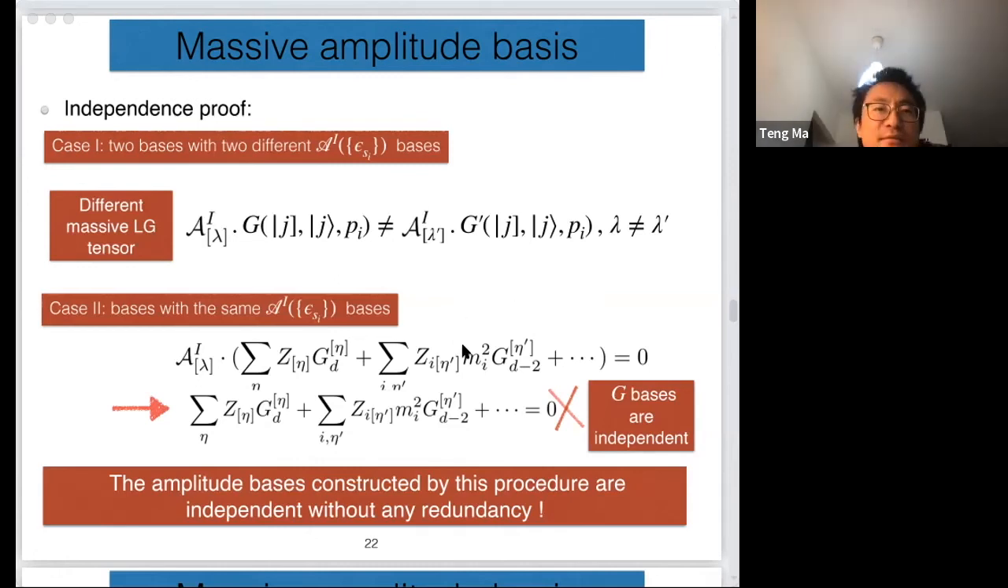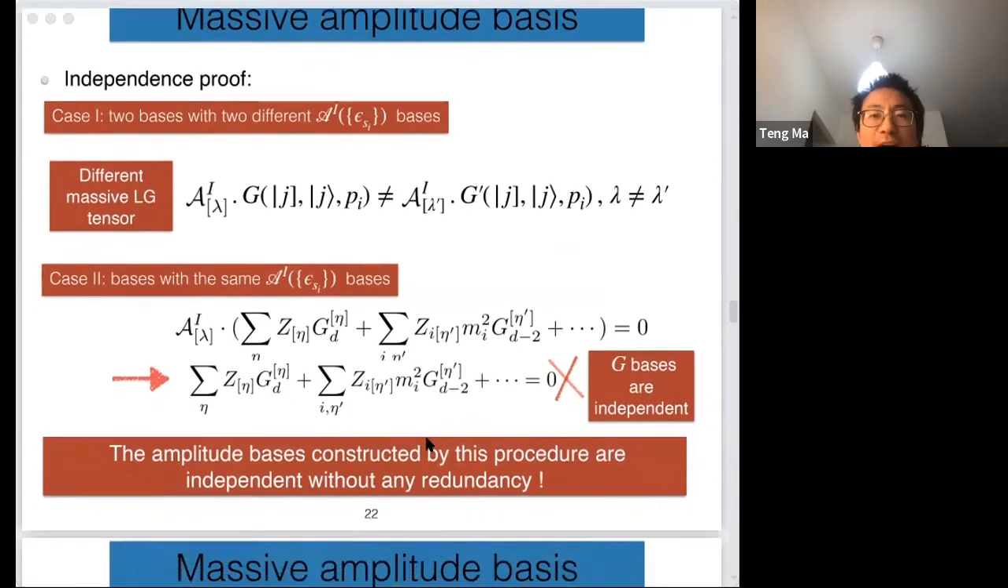For case two, if our amplitude bases have the same A basis, and we suppose that these amplitude bases are dependent, then we can find that a combination of these bases should be zero. This also indicates that the combination of these G bases should be zero, but since these G bases are independent, this identity cannot be satisfied. So the amplitude bases with the same A basis should be independent. So we fully prove that the amplitude bases constructed in this way are totally independent without any redundancy.